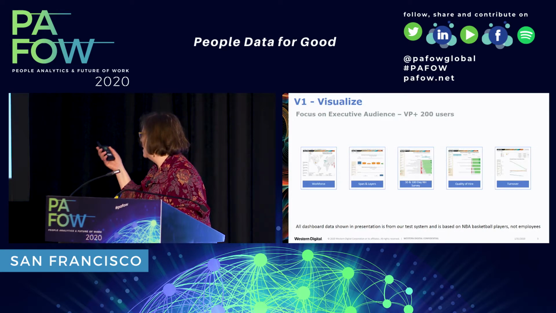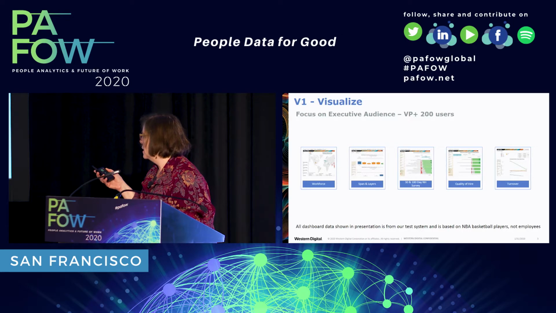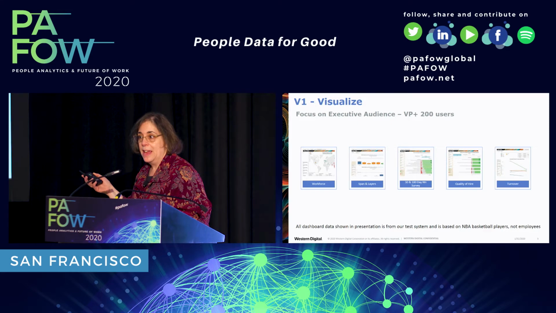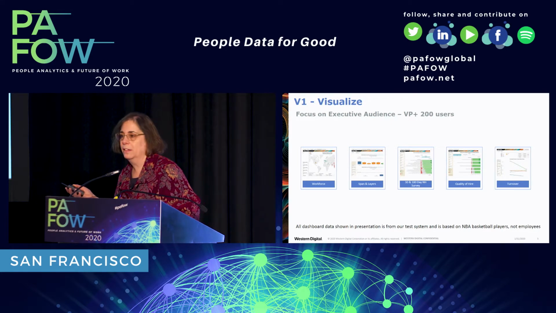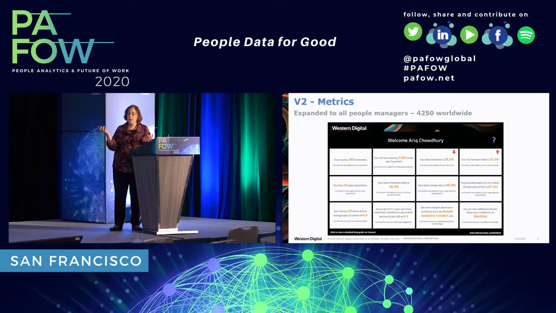And we combined different kinds of things. Now, I do want to mention that all the data that you're going to see is from our test system, and it's based on NBA basketball players, in case you see some names that look familiar. Okay, so then where did we go from there?